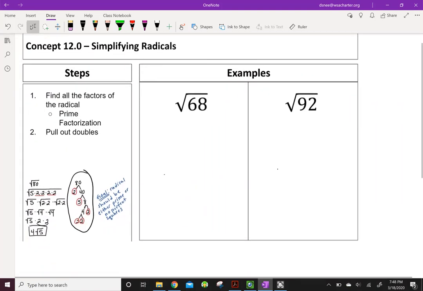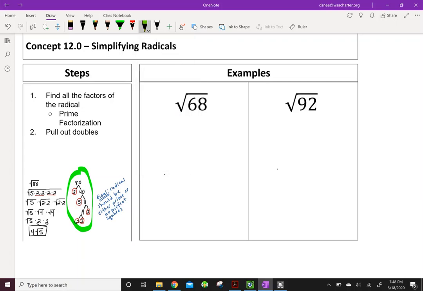On this next page, we are simplifying some radicals, okay? On the left, it says steps. Find all the factors of the radical. What numbers can I multiply by each other to get to 68? Well, 68 is an even number, so I know I can multiply it by 2, right? So we've got an example over here on the left at the bottom of finding all the factors. That's that right there.